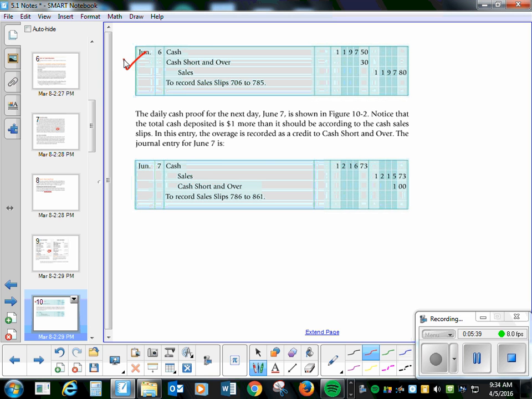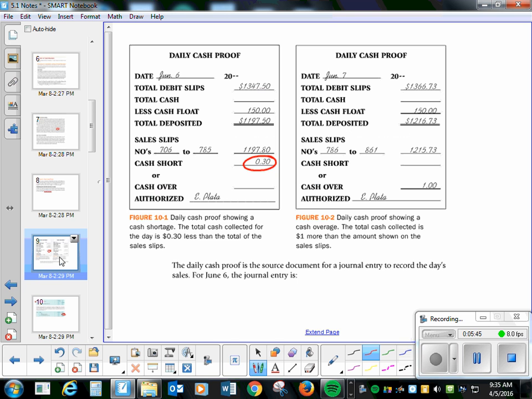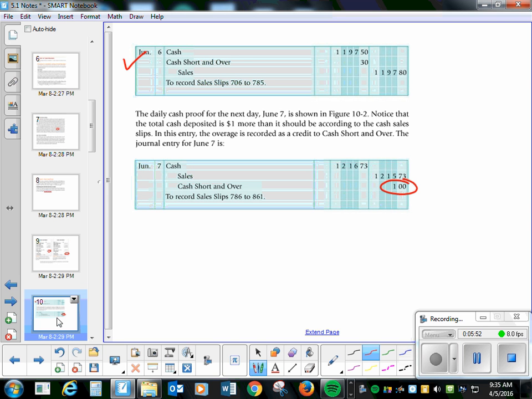However, on June 7th, there is a cash over of $1. The daily proof would look like this with the cash over there. The general journal entry would look like this.